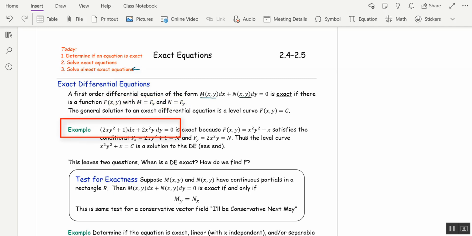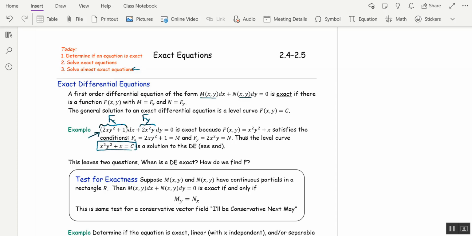So here's an example. This differential equation right here is exact, and I've found a big F. Big F is x squared y squared plus x. Now, if you take f sub x, you get 2x y squared plus 1. That's this function here. So this is fx. And then if you take fy, you get 2x squared y. So this is fy. So that differential equation is exact, and a solution is big F equal to c. And I go through the particulars of that at the end of the lecture notes if you want to see that, but this is the format of your solution.